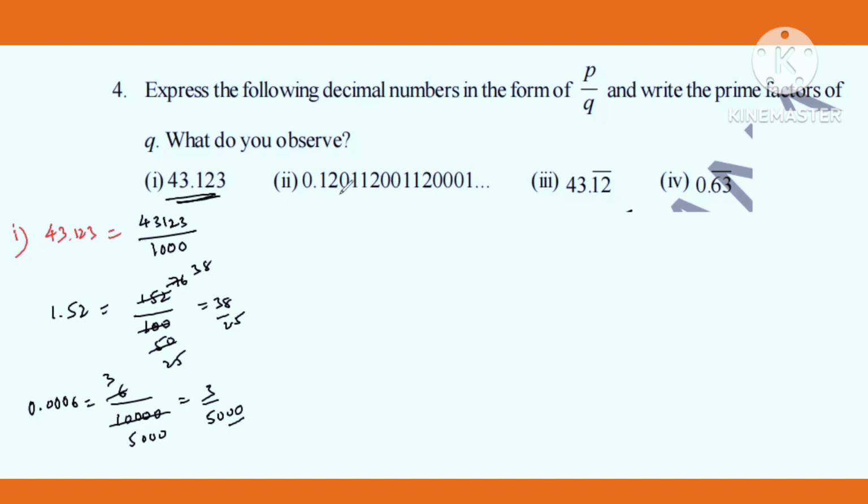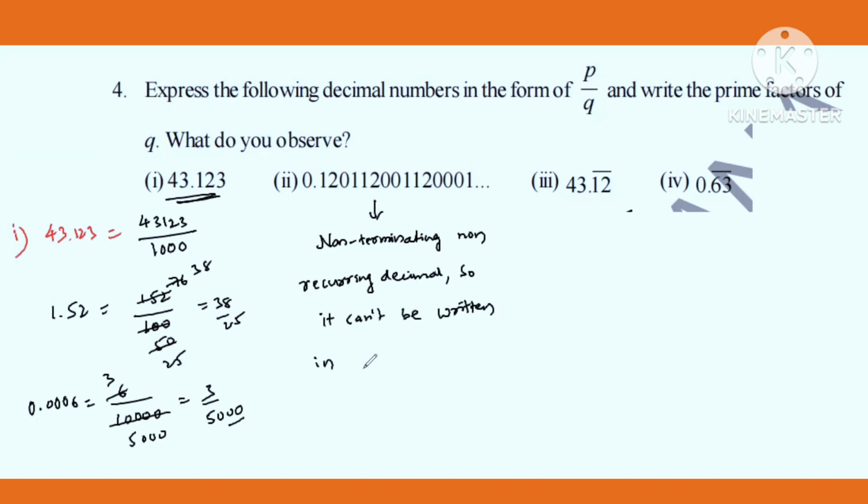Okay, and if you take this one, 0.1201120 and so on, actually this is a non-terminating, non-recurring decimal. So it cannot be written in the form of p by q. That is an irrational number. Yes, so that is an irrational number. So we can't express it in the form of p by q.